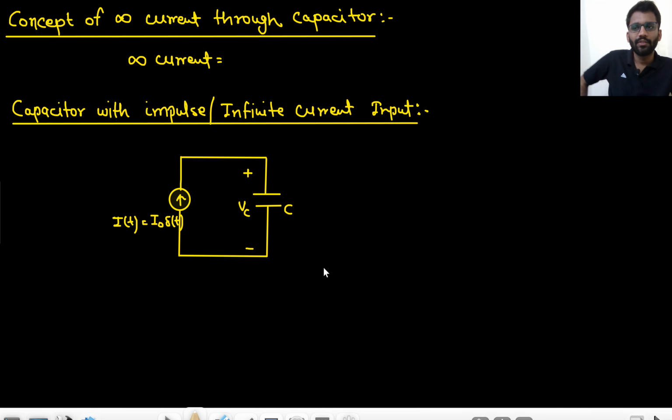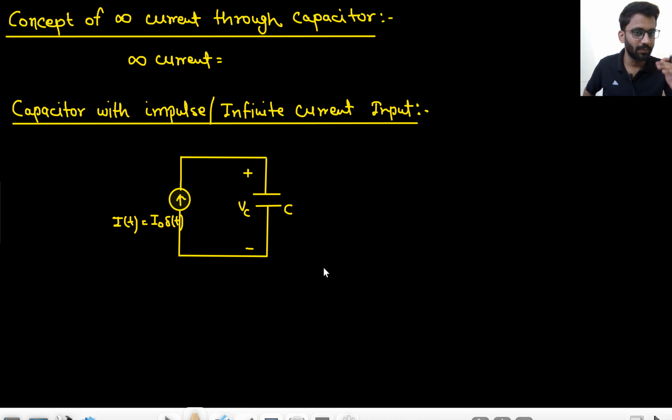Hello everyone. In this video we will discuss the infinite current through the capacitor. Till now what I have told you is that the capacitor has a property that it doesn't change its voltage immediately. The voltage it has at t equals 0 minus, it will have the same voltage at t equals 0 plus. But this is the case only when there is a finite current.